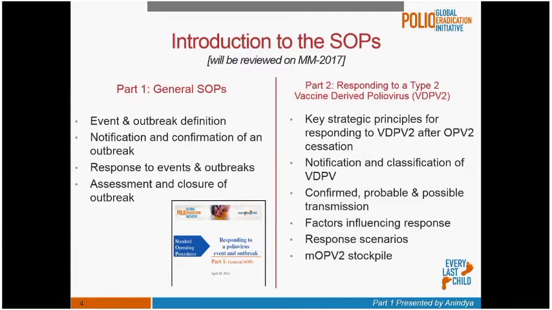There are two parts. I will not get into details of SOPs. There are separate, very much more detailed workshops on that. But just to give you all a broad conceptual framework, there are two parts of the standard operating procedures. Part one, any poliovirus outbreak. It could be wild poliovirus, type 1 or type 3, or vaccine-derived poliovirus, type 1 and type 3. Part 2 specifically responds to type 2 poliovirus outbreaks.